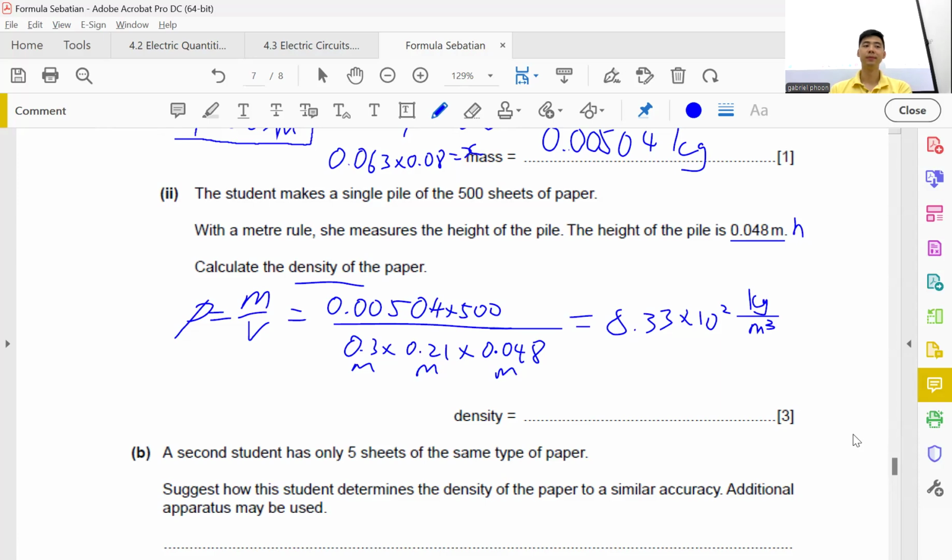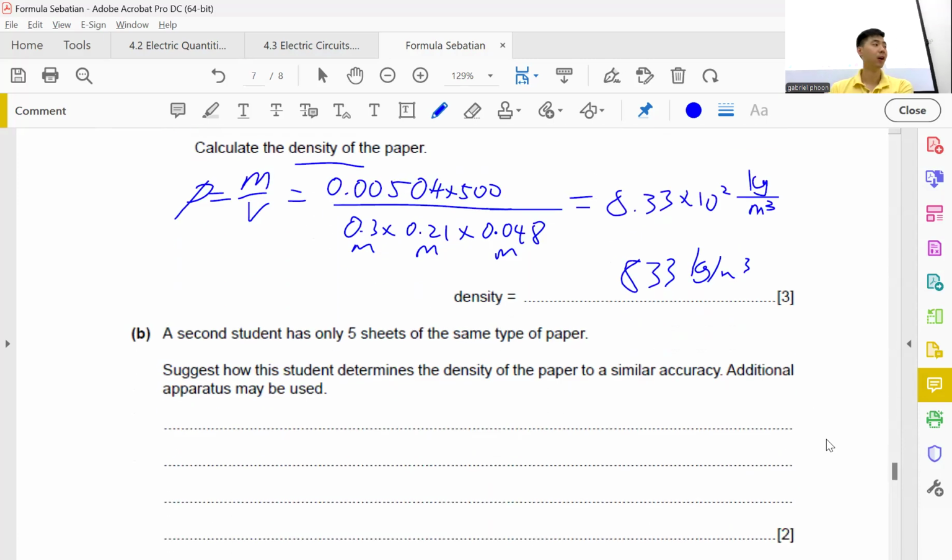It's 8.33 times 10 to the power of 2. It's 833. It's acceptable if you wrote 833, it's the same thing. So 833 kilograms per meter cube.